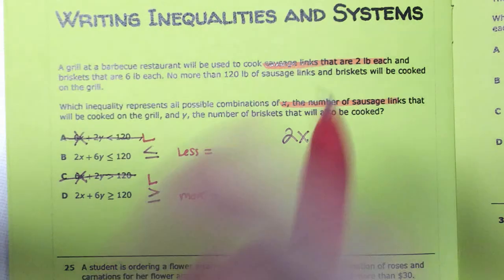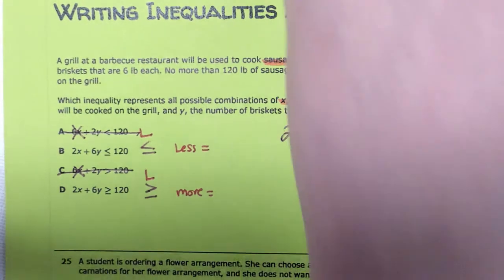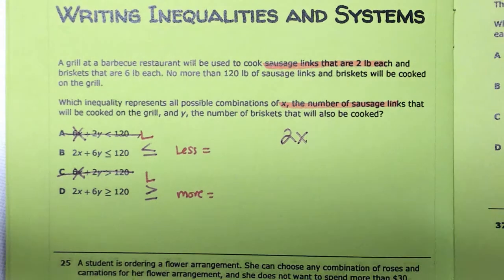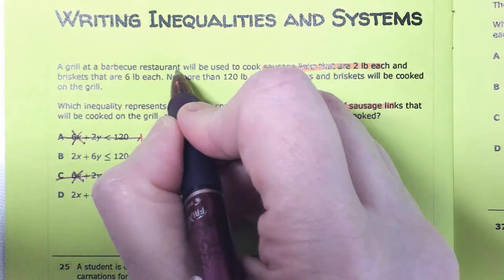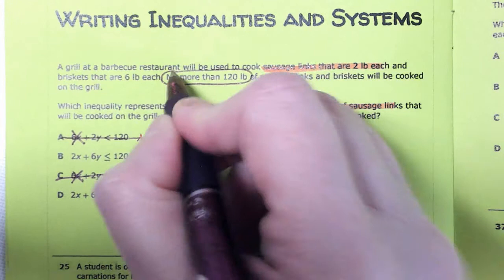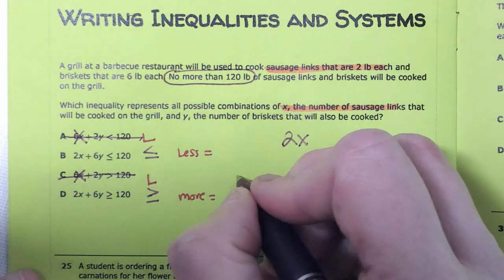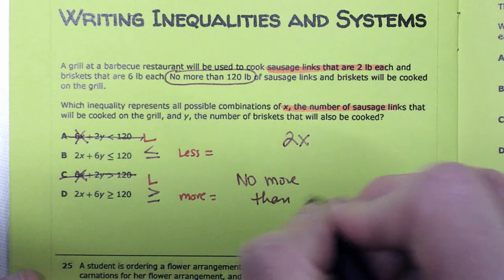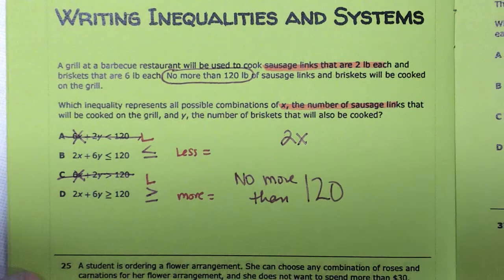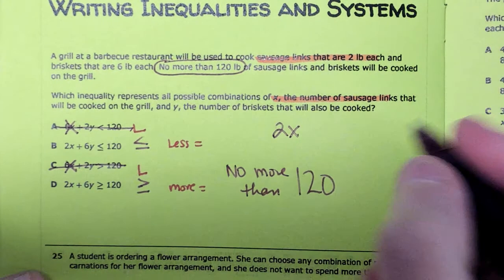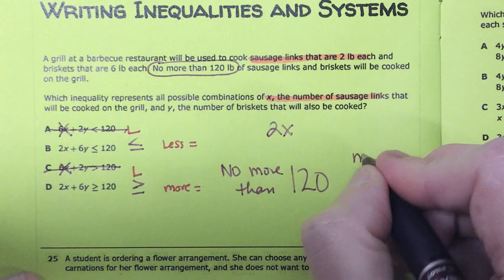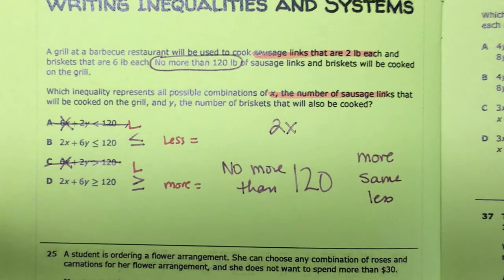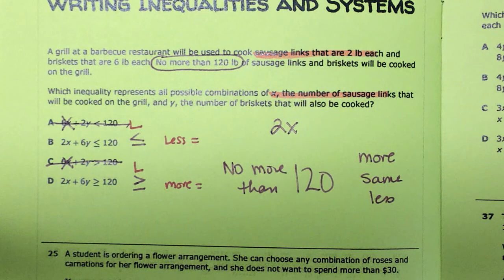Okay, so this is the way we're going to take the next step on these problems, okay? So you're going to find the statement that says we have an inequality, no more than 120 pounds. And you're going to write no more than 120. You're just going to write that, okay? And then you're going to write more, same, less. Okay? So far, so good?